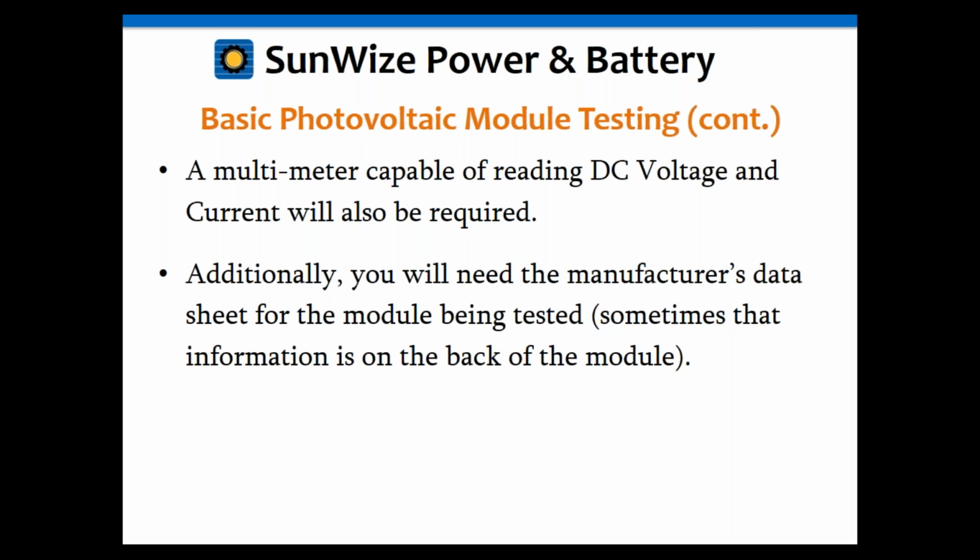Additionally, you're going to want the manufacturer's data sheet. Generally, they can also be found on the back of the module. Most solar modules have that information, the rating of the module, on the back of it. The problem is, as years go on, unfortunately, that stuff can get faded in the sunlight. So if you're working on an older system, that information may be faded, and you might be just looking at a blank label on the back, unfortunately. So having the manufacturer's data sheet can be handy.